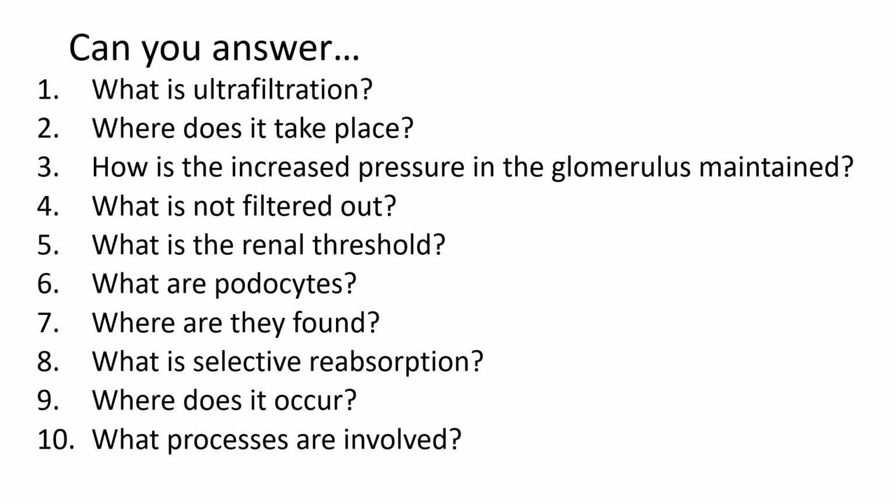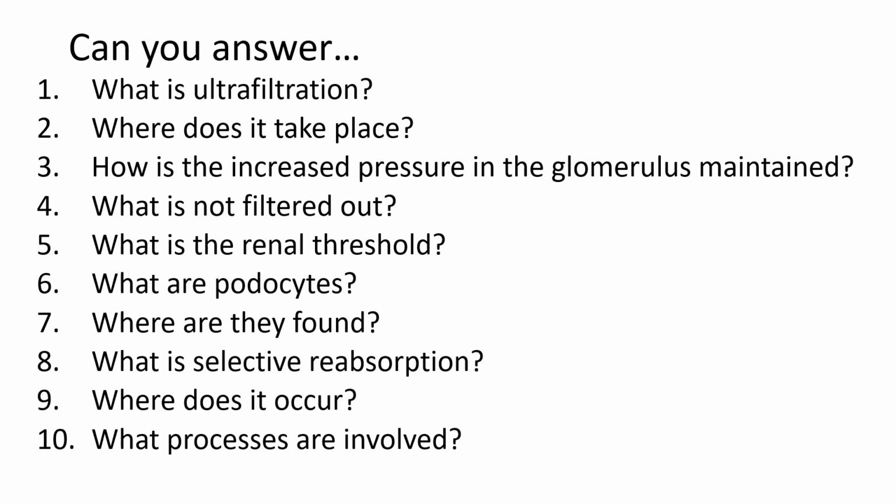What is not filtered out? Any of the larger molecules, so anything that is above that renal threshold, so proteins, for example, unless they're very small. What is the renal threshold? That is a molecular mass of 69,000. So anything below the molecular mass of 69,000 will be small enough to leave. What are podocytes? They are specialized cells, and their main function is to withstand the pressure so that the capillaries don't burst. Otherwise you'd be in a bit of a mess. Where are they found? They're found in that inner portion of the Bowman's capsule.